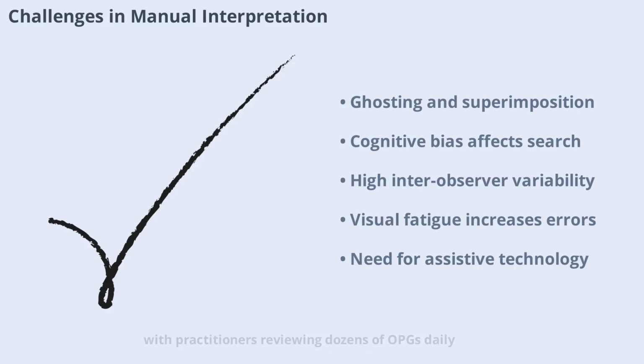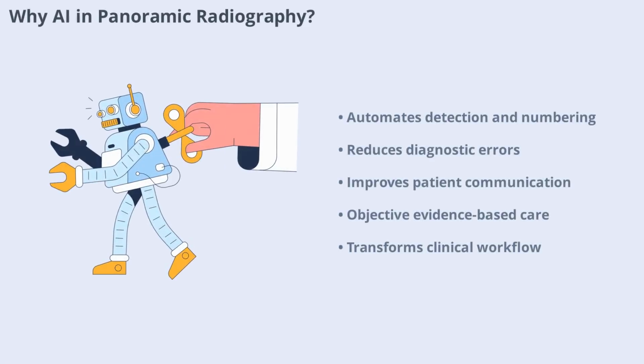The clinical volume crisis, with practitioners reviewing dozens of OPGs daily, increases visual fatigue and error rates. These limitations underscore the need for assistive technologies to enhance diagnostic accuracy and consistency. Artificial intelligence offers solutions to many challenges in panoramic radiography.